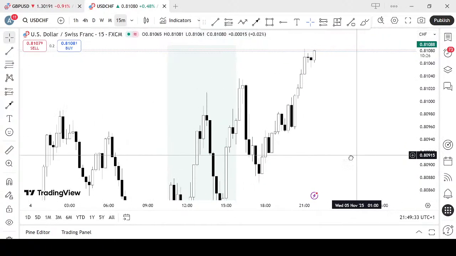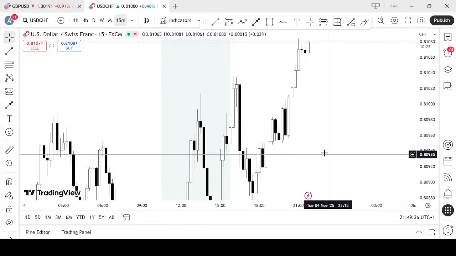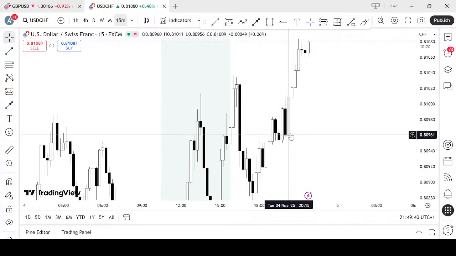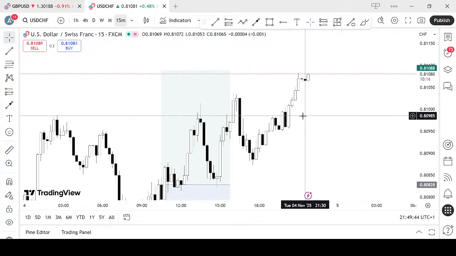You can see this is another one forming, like a double entry forming. This is a bullish engulfing. This is the first entry. The second one here, this another bullish engulfing, and obviously they are playing out well.